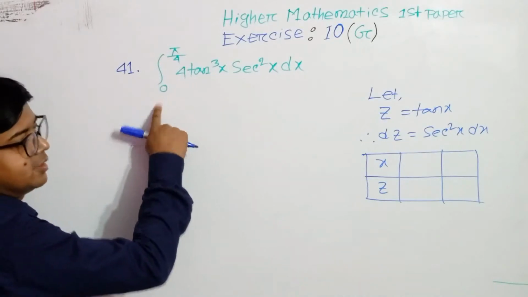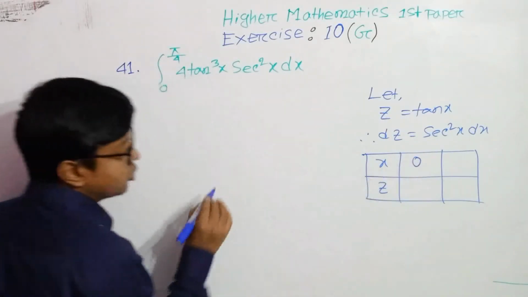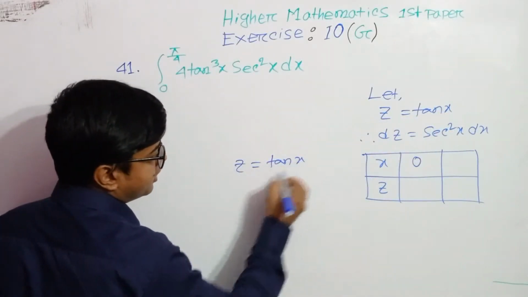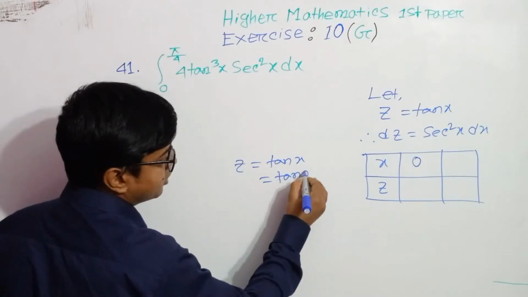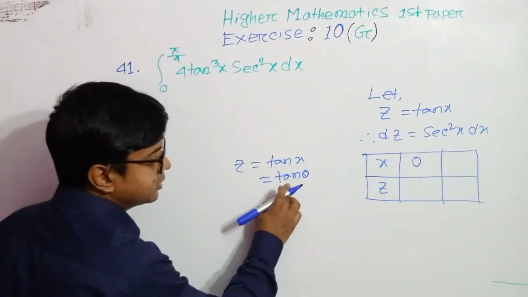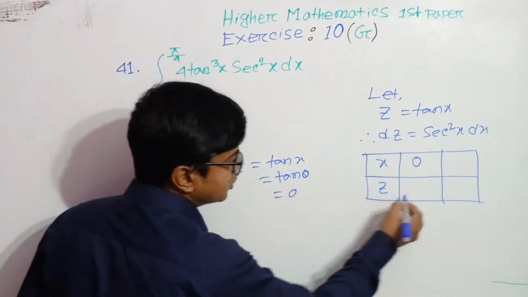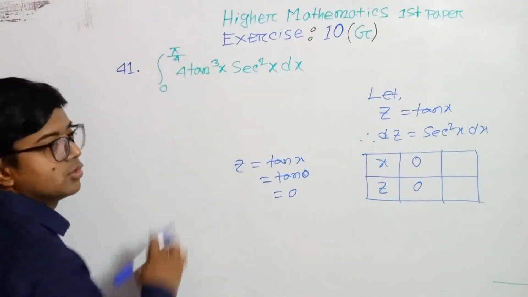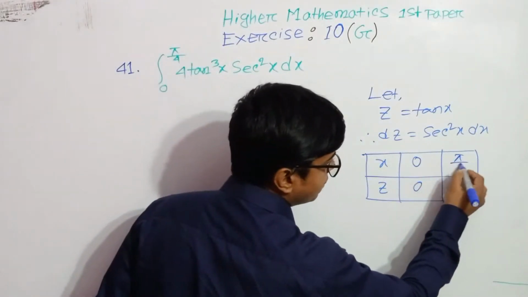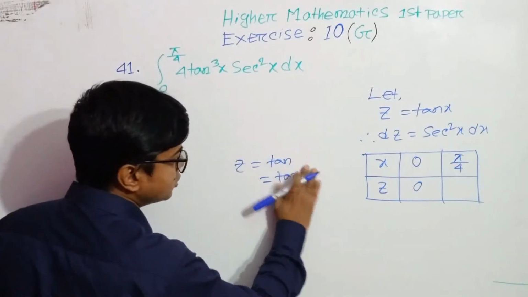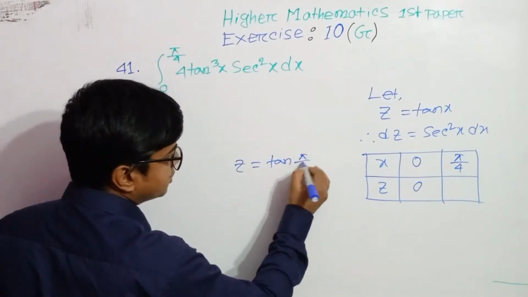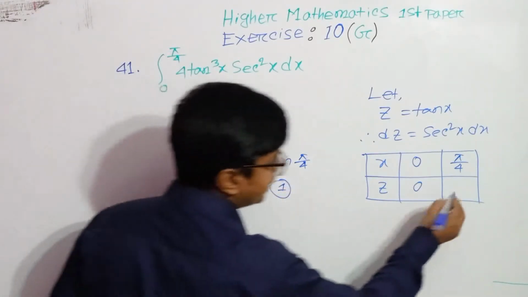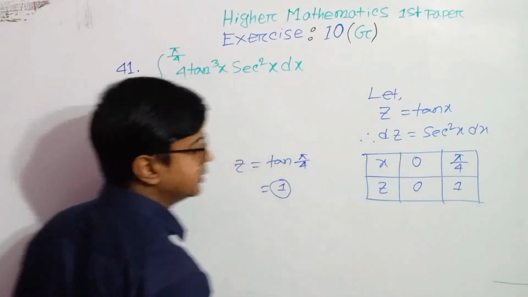Here lower limit is 0. So x is 0, and when x is 0, then z is tan 0. And here tan 0 means 0, so it will be 0. And again here upper limit pi by 4. Here z equals tan pi by 4. Tan pi by 4 means 1. So here z is 1.